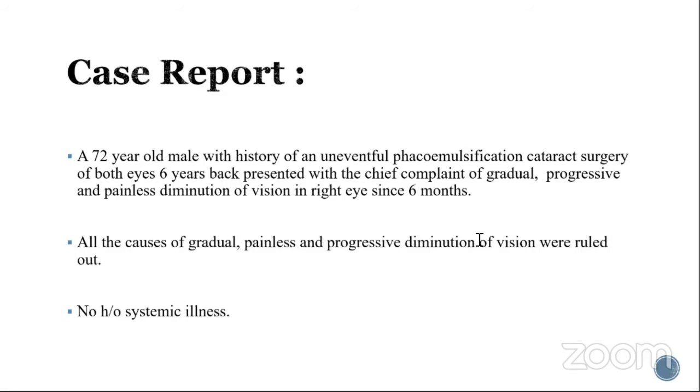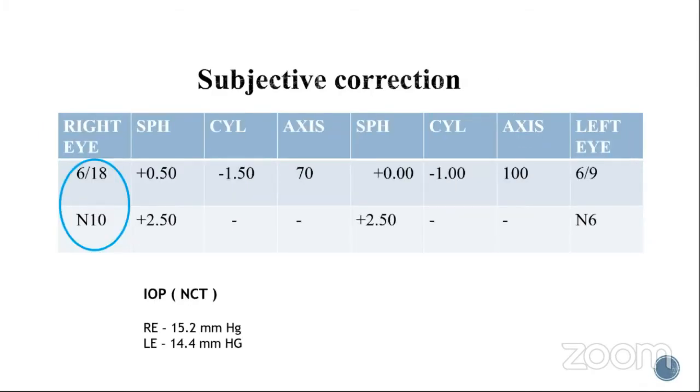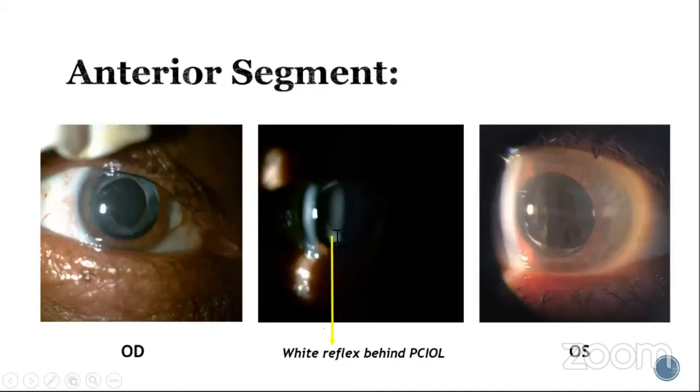Coming to the visual acuity, his unaided distance visual acuity in the right eye was 6/24, improving to 6/15 with pinhole. The color vision of both eyes was within normal limits. On subjective correction, he improved only up to 6/18 and near vision was N10. On anterior segment examination, you can see the white reflex behind the PCIOL in the right eye, while the left eye was a pseudophakic eye with mild posterior capsule opacification. The posterior segment of both eyes was within normal limits.